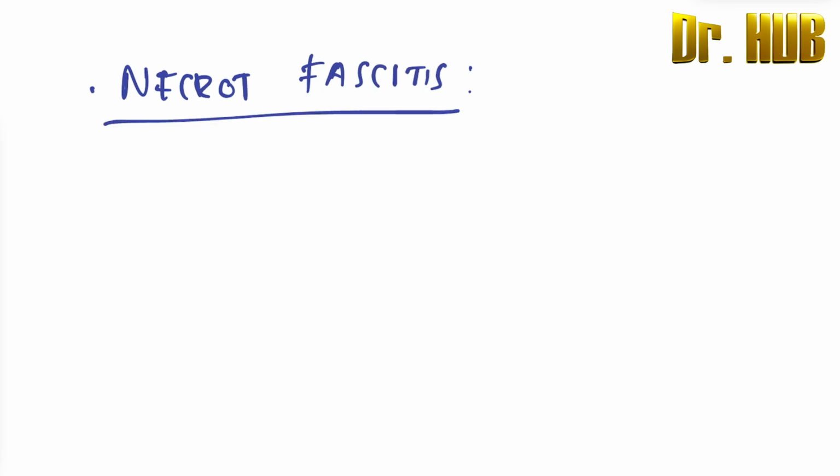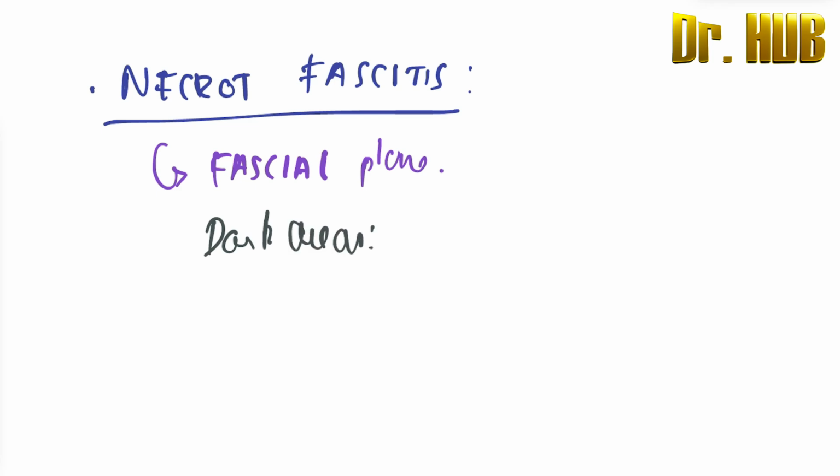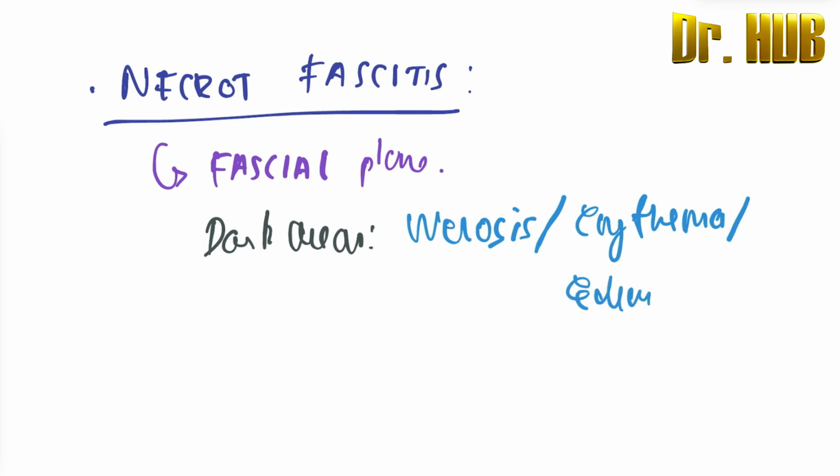Next, we look at necrotizing fasciitis. Here the infection involves the fascial planes. It presents with dark areas of necrosis, erythema and edema. So there is the presence of necrosis, the presence of erythema, as well as the presence of edema.